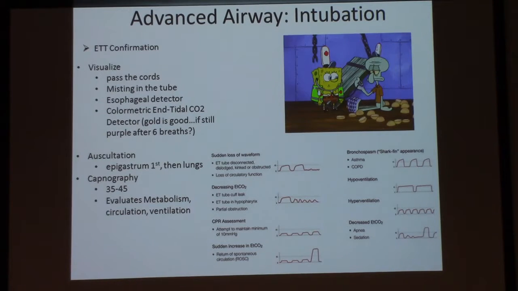You can use it to determine someone with COPD or asthma. Someone's got bronchospasms. You can tell by the shape of the shark fin how much the bronchioles are spasming or constricting.